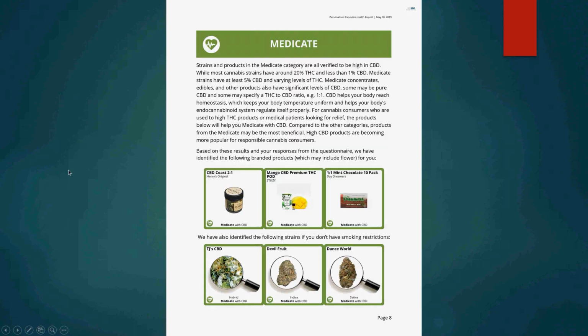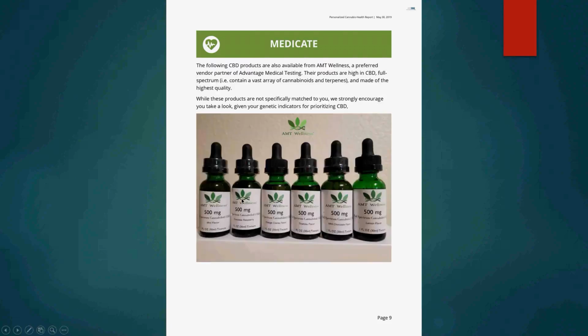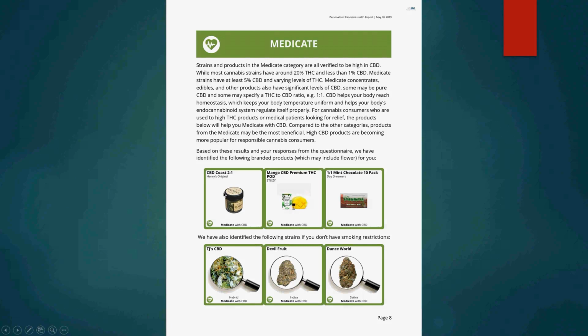Now, medicate. You can read this at your leisure, but it's actually going to give you name brands. Now look at this. This is an actual product that's sold in the area that this person got their application submitted from. Actual name brands. And look at that. It's also broken up between CBD and products that have THC.